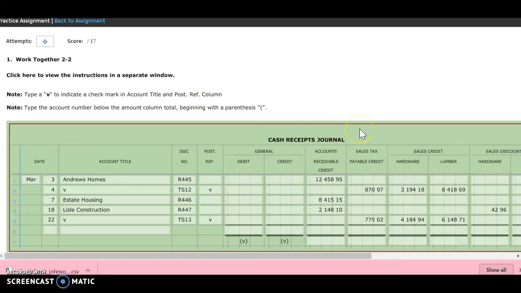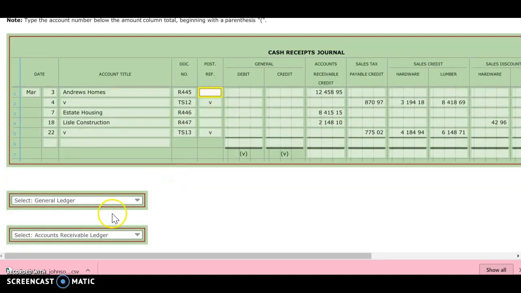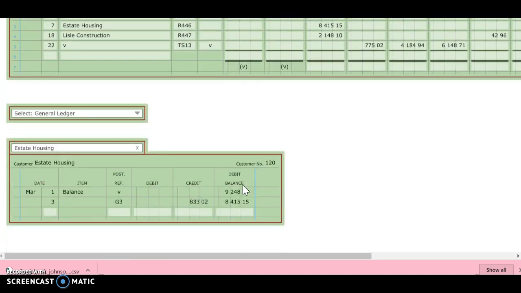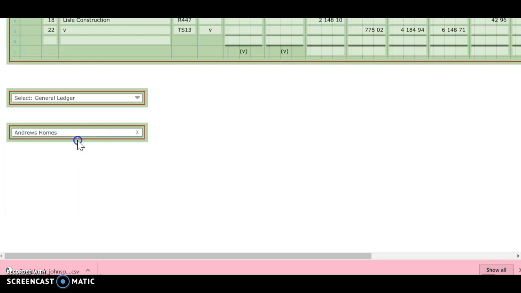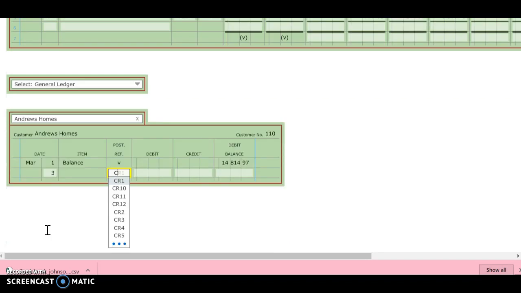So the second part of step one tells us that we are going to post individually from the cash receipts journal. So I'm going to start with Andrew's Homes. I need to go to my accounts receivable ledger. Andrew Homes. Okay, so I'm going to put in the date of the 3rd. My post reference then is going to be my cash receipt. So it's CR and we're on page 5.